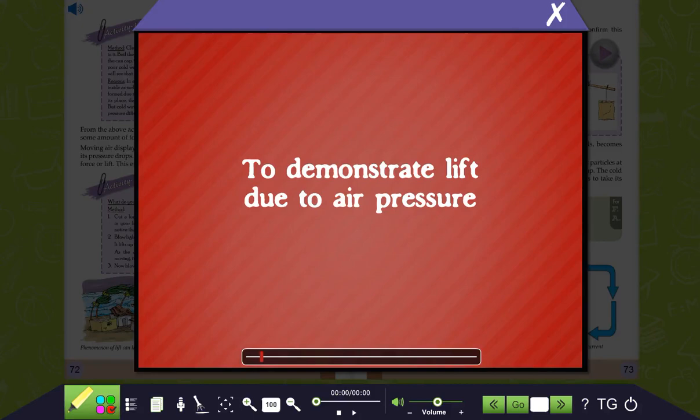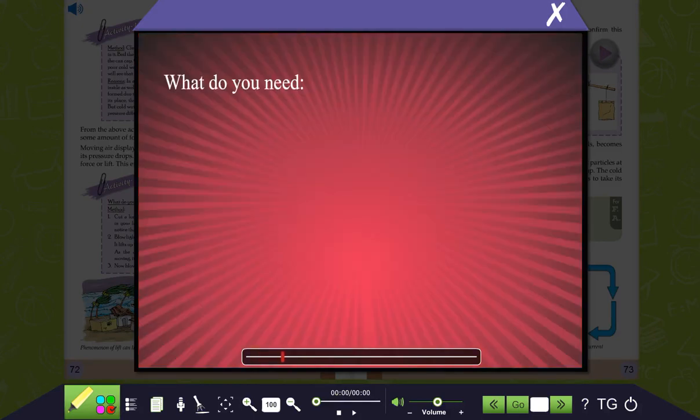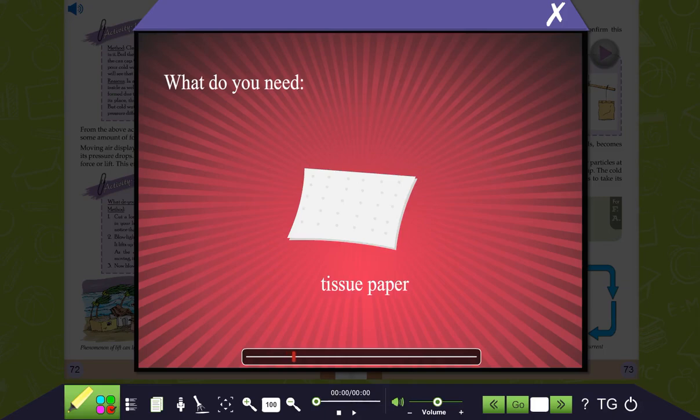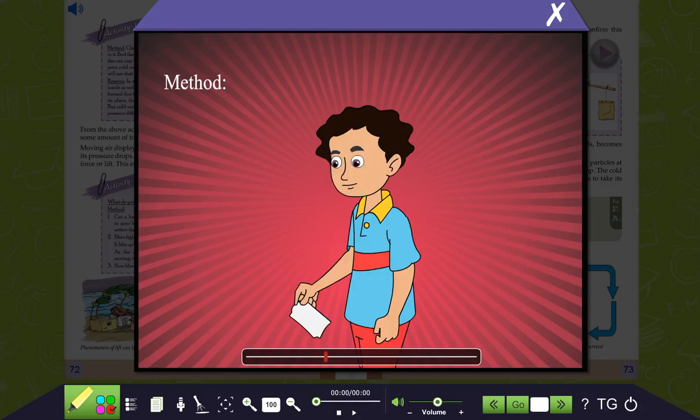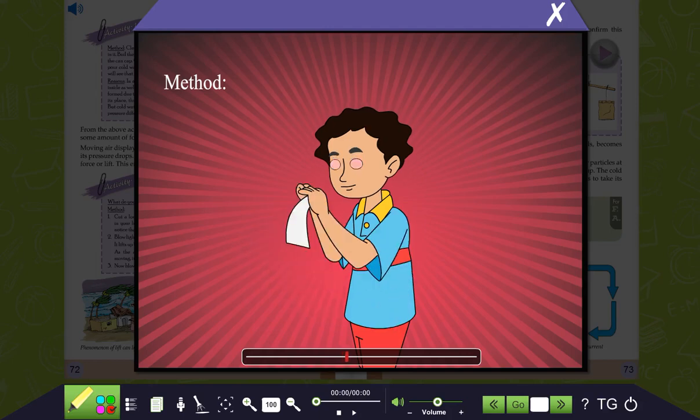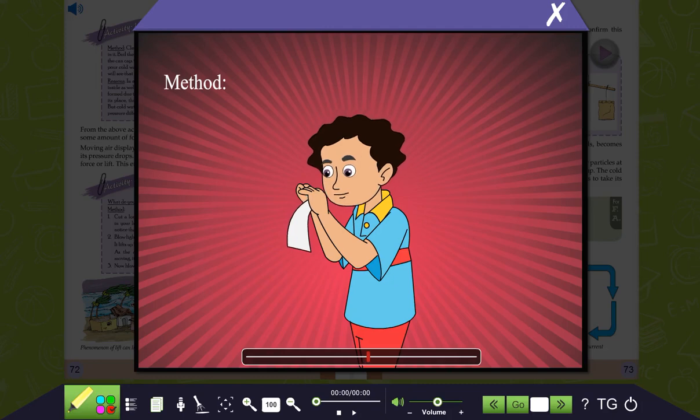Activity 2. To demonstrate lift due to air pressure. What do you need? A piece of tissue paper. Method. 1. Cut a long strip of tissue paper and hold it in your hand. Leave one end free. You will notice that it hangs limp due to gravity. 2. Blow lightly above the tissue. What happens? It lifts up.